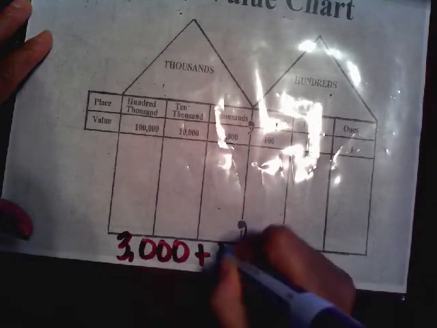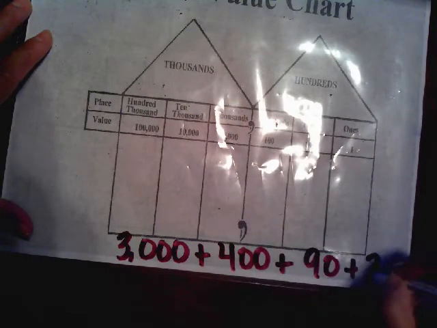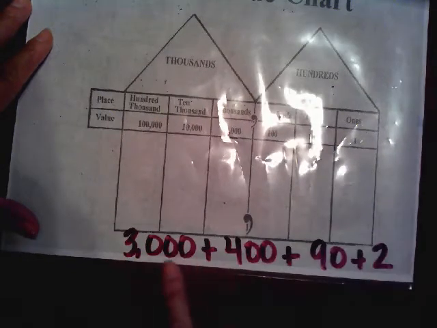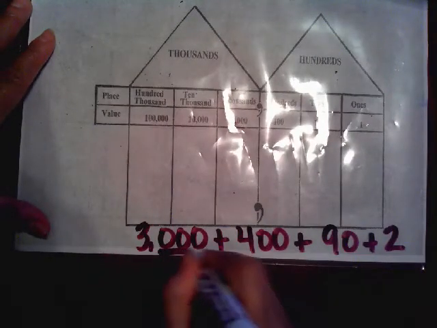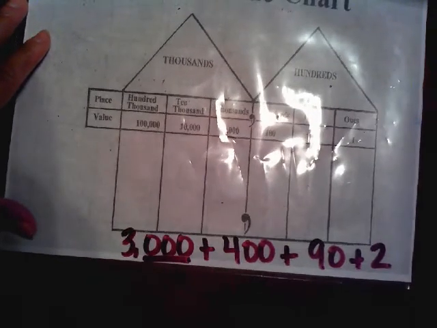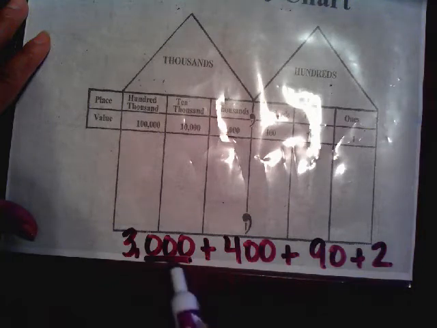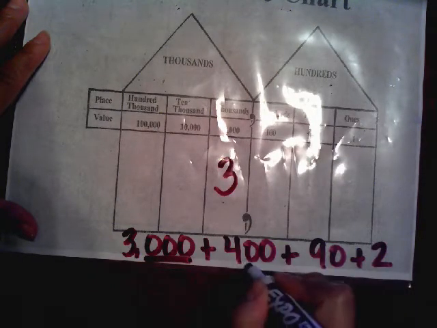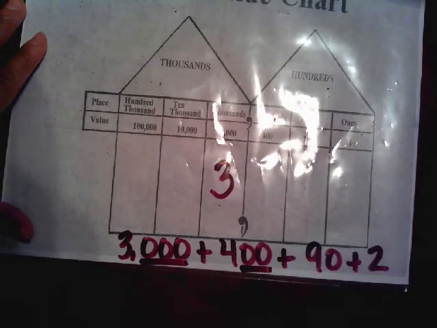expanded form to standard form. So now you're going to have to go from this to your number. You look at each place, you look at each number, and you read it. It says 3,000. Look at those digits. Look at those zeros. So that means you have a 3 in the thousands place. Look at the next one. It says 400. You have 2 zeros. So that tells you it's 400.